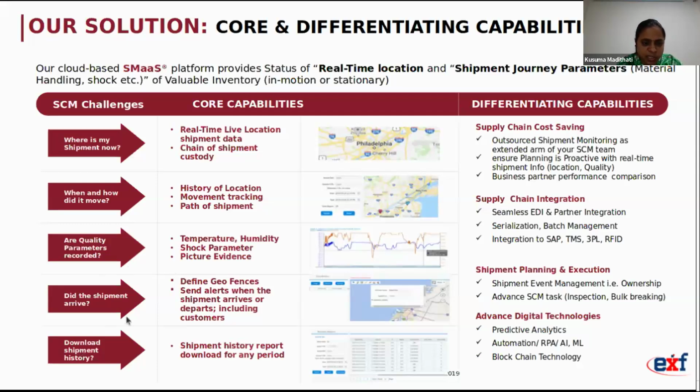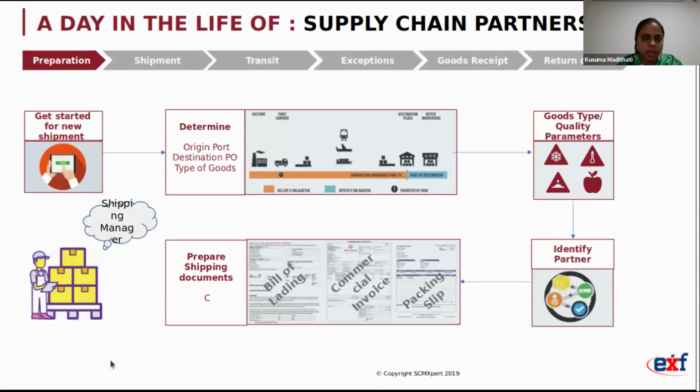Once the shipment has arrived at the destination, we will download all the shipment history: what evidences are attached with the shipment, what quality parameters were maintained throughout the shipment journey, and what the final report of the shipment is. Everything will be downloaded and sent to the respective mail IDs, or we can do predictive analysis, and we will submit all reports to the respective persons in Dr. Reddy's Laboratories. So this is our solution. And I want to show you how the shipment journey will be.